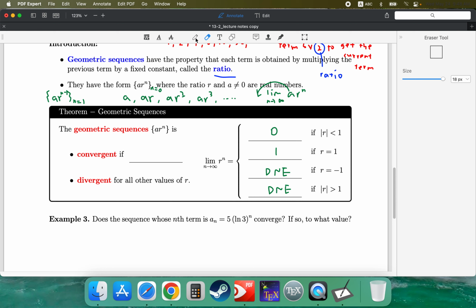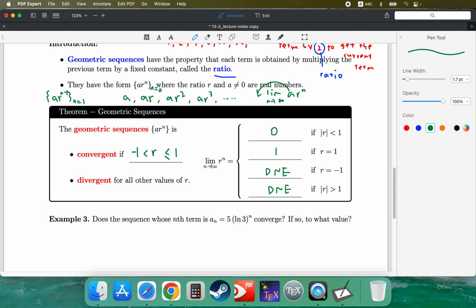Okay? And we say that if the limit exists, then the sequence will converge. So right here you can see that the limit exists when the absolute value of r is less than 1 or r equals 1. So the geometric sequence is convergent if r is between -1 and 1, including 1. Now the geometric sequence will diverge for all the other values of r. Okay?